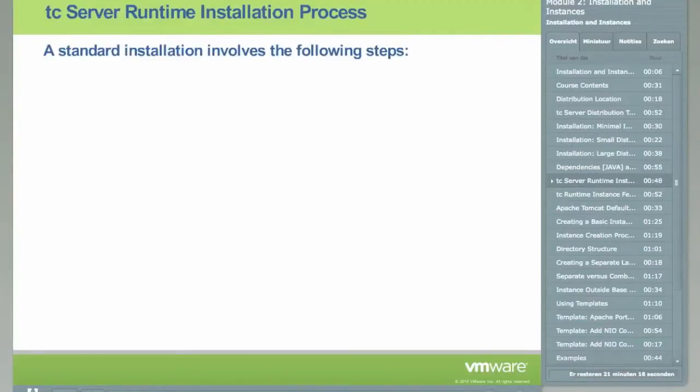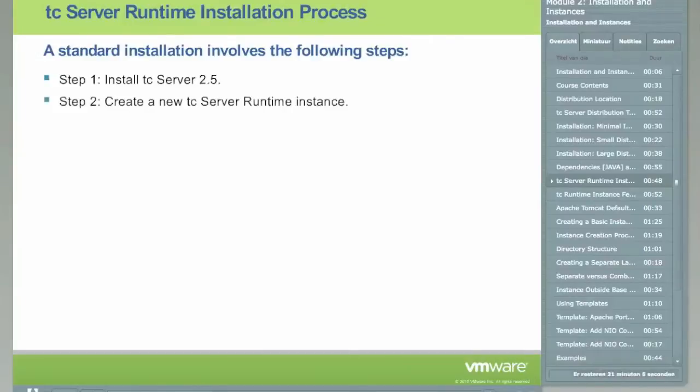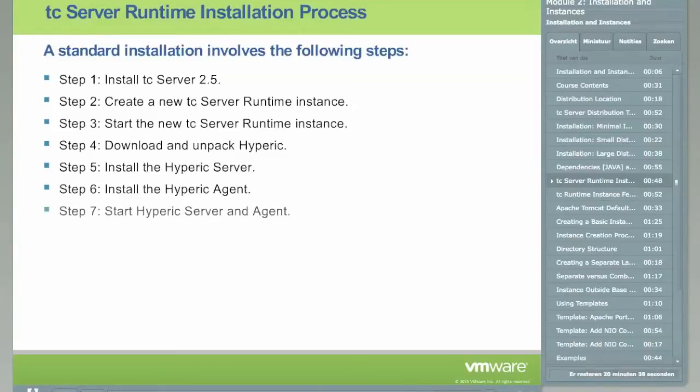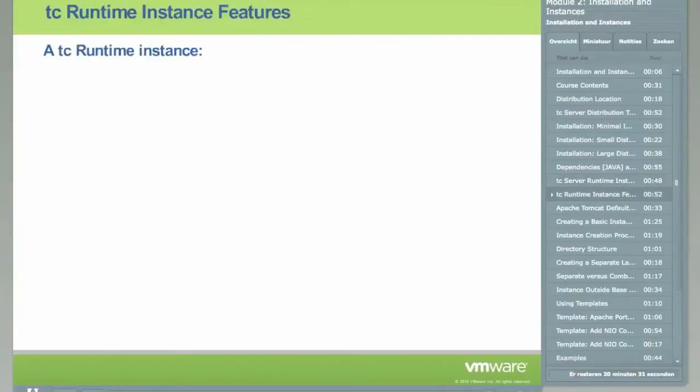A standard installation has several steps. First, you must download TC Server and install it. After TC Server is installed, you must create a new TC Server runtime instance and then start it. Now, to manage and monitor this instance, you must download and install Hyperic. So you download Hyperic Server and install it on the same server, or a different server, according to your requirement. Next, install the Hyperic agent on the server on which TC Runtime was installed. When the installation of Hyperic agent and server is complete, you can start both of them to start monitoring. In the next section, you will learn about creating instances.